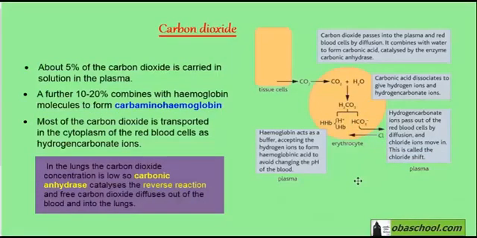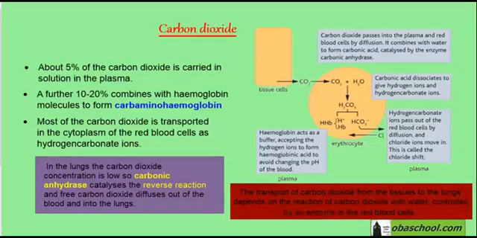Now, at the level of the lungs, we are going to have the opposite. The carbon dioxide concentrations in the lungs are low. So carbonic anhydrase, the enzyme, is going to catalyze the reverse reaction now, so the dissociation of carbonic acid into carbon dioxide and water. And now we have a lot of carbon dioxide in the red blood cells. We don't have a lot of carbon dioxide in the lungs. We have a concentration gradient. So carbon dioxide will diffuse out of the blood into the lungs and we can exhale it.